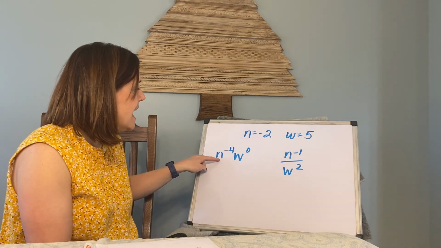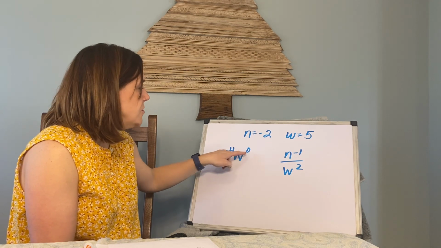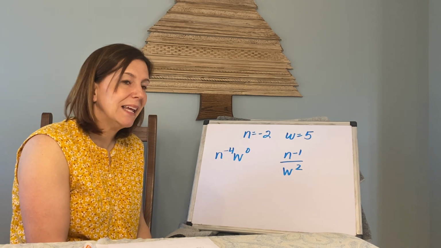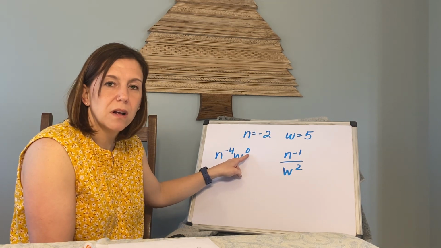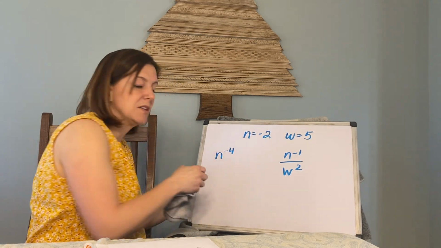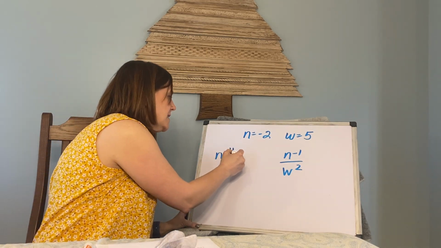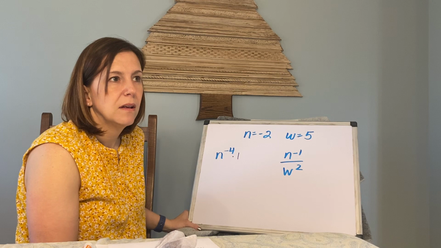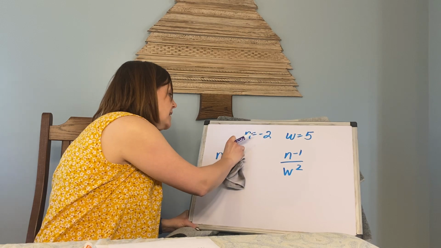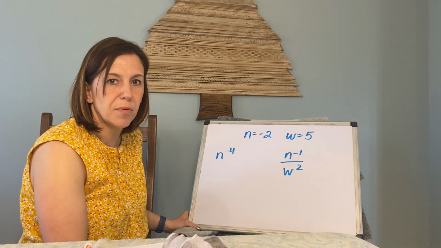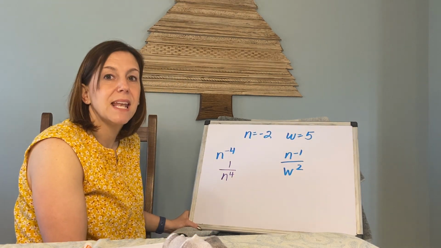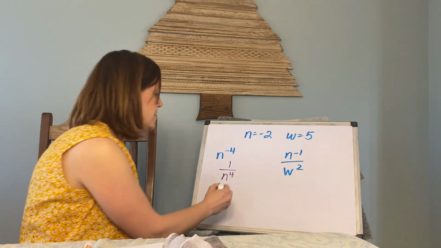If I see this n to the negative 4 and w to the 0 power, what can I clean up from this? Well, I see one thing right away. Anything to the 0 power is 1. Remember that operation happening there is multiplication. So that means it's really n to the negative 4 times 1. Well, anything times 1 is itself. So guess what I can do? When I'm multiplying, it just means I have n to the negative 4th power, which I know I bump to the denominator. Now I'm ready to plug in that value of negative 2.